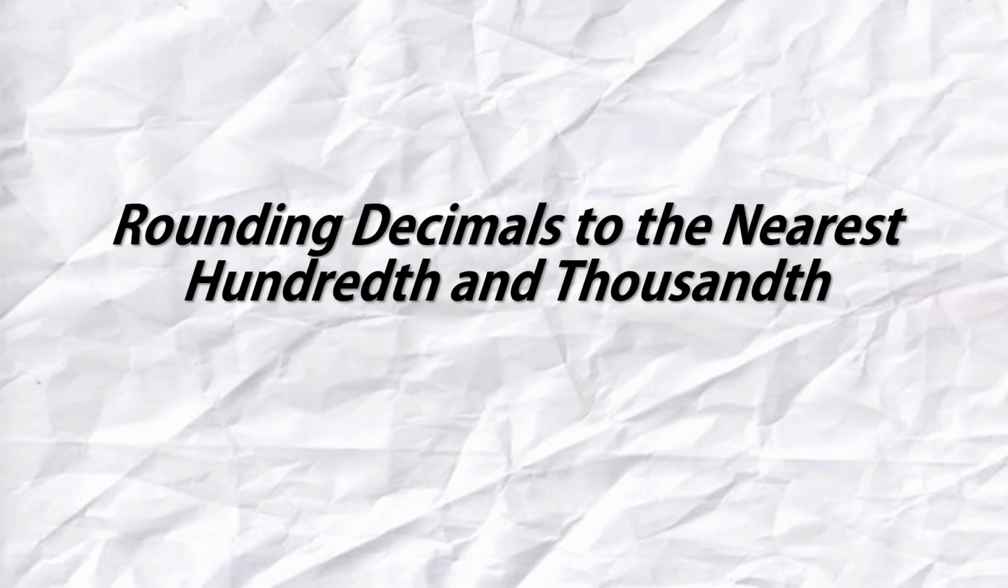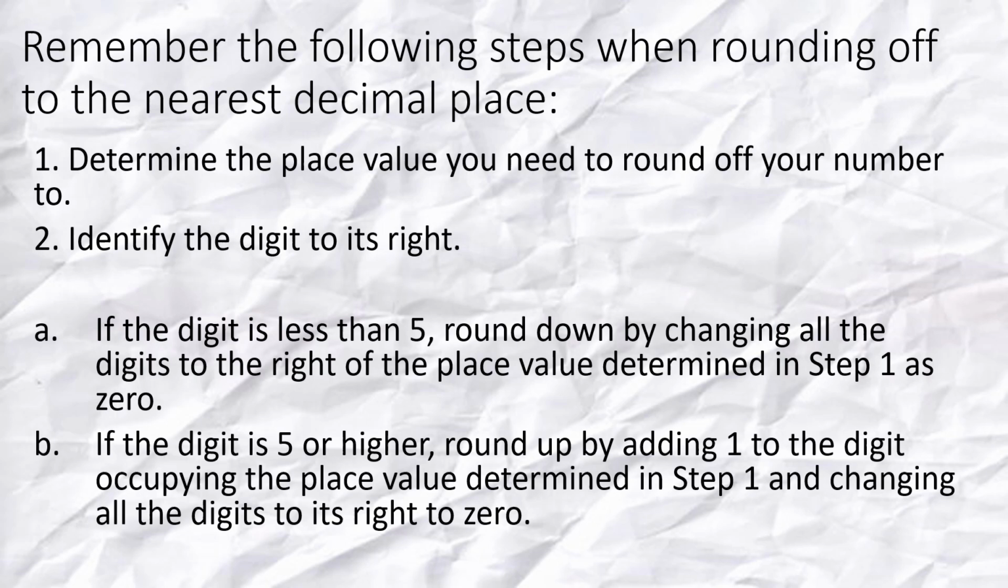Today's lesson, we'll be discussing rounding decimals to the nearest hundred and the nearest thousand. Before that, let us remember the following steps when we are rounding off to the nearest decimal numbers. Number one, determine the place value you need to round off your number to. And then after that, identify the digit to its right.